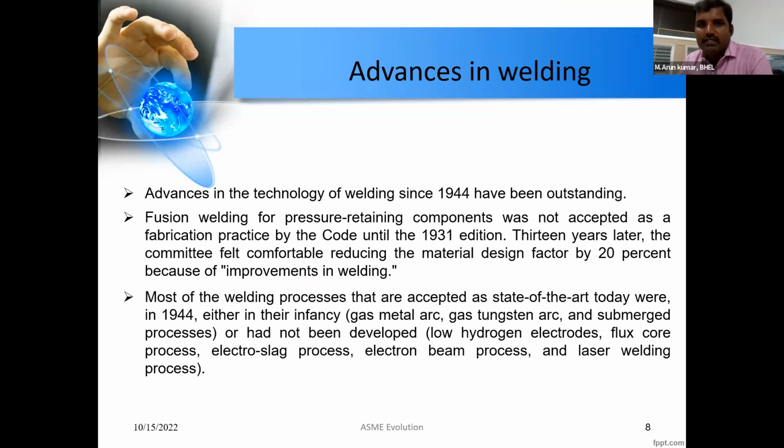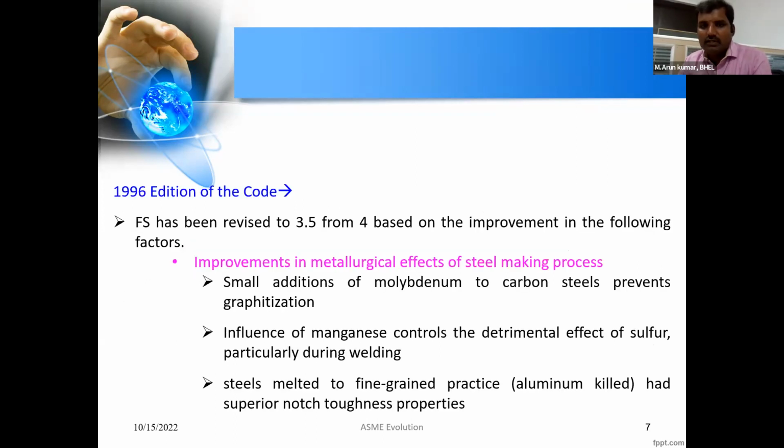Then there were very many advancements in welding. For example, in recent days, we use many techniques like gas metal arc welding, GTAW, that is gas tungsten arc welding, electroslag welding process, electron beam welding process, laser beam welding process. Those techniques were not available before 1944.